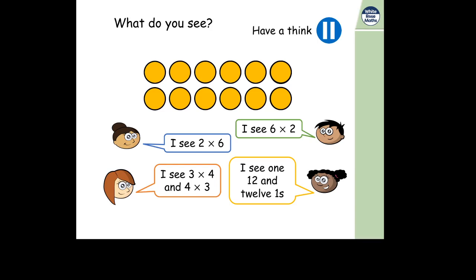Again, what I would do is make the array. So can you make 2 groups of 6 from those counters? Can you make 6 groups of 2? Can you make 4 groups of 3 and 3 groups of 4? Can you make 12 groups of 1 or 1 group of 12?